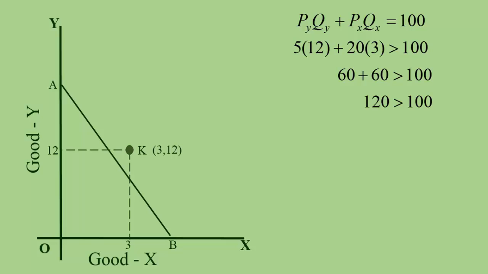The thing that you have to understand is the consumer will always buy only a combination that lies on the price line.